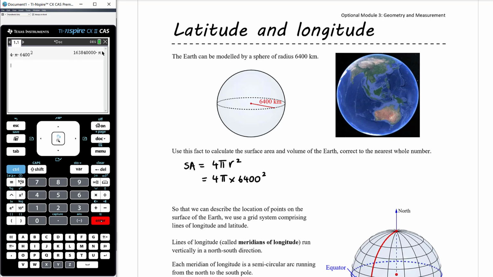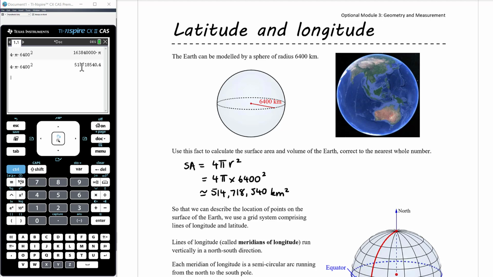So that's exactly that many times pi, which as a decimal is approximately, what have we got there? Where are our millions? 514,718,540.4, nearest whole number, so 540 square kilometres for the surface area of the Earth.